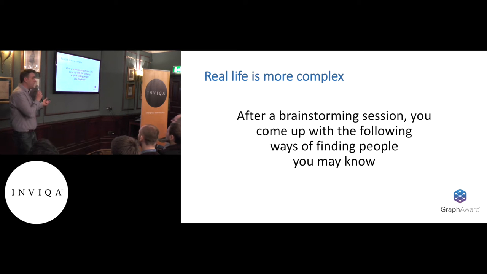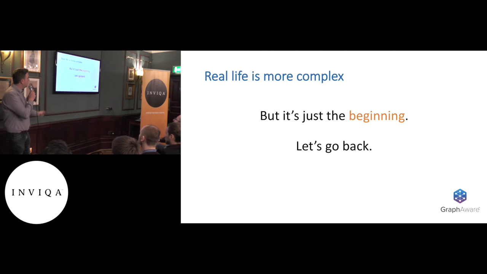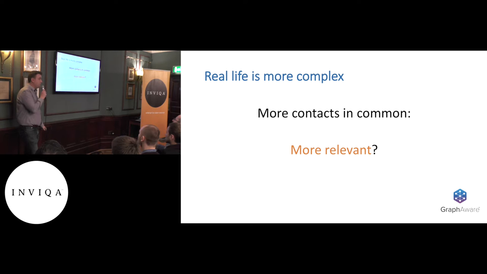So you do a brainstorming session and you say, okay, we will find people: common contacts, Facebook friends in common, mobile email contacts in common, all the contacts of your contacts, people who work for the same company, studied at the same school, share the same interest, live in the same city. But that's just the beginning, right? So if we have more contacts in common, is it more relevant or not?